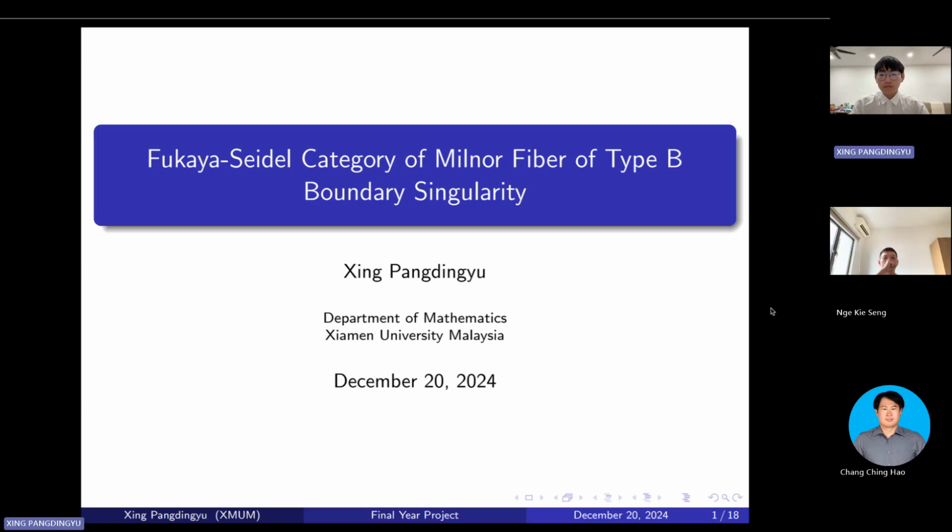Good afternoon, professors. My name is Pangdingyu, and my student ID is MAT2209460. The topic of my final year project is Hugaya Seta category of mutant fiber of type B boundary singularity. And today I will discuss some fundamental knowledge which will help to research deeper in this topic.